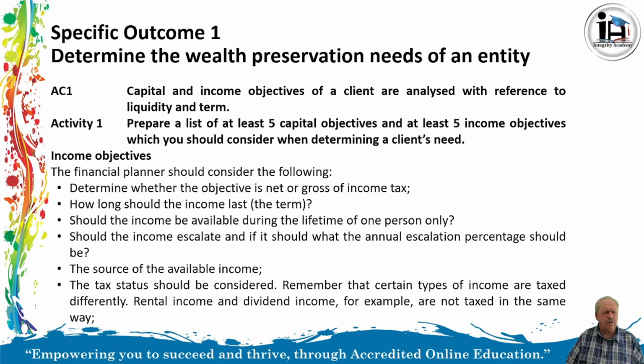So we've asked you now in the activity to prepare a list of at least 5 capital objectives and at least 5 income objectives. And then we'll award, let's say, 5 for the capital, 5 for the income, and award you 10 marks for the question. Or we give you half a mark for each, and that will then give you 5 marks for the question. But please go and have a look at the mark allocation of the question or the activity, and if it's 10 marks, then make sure that you give me 5 capital objectives and 5 income objectives. If you don't, then obviously you'll score less.